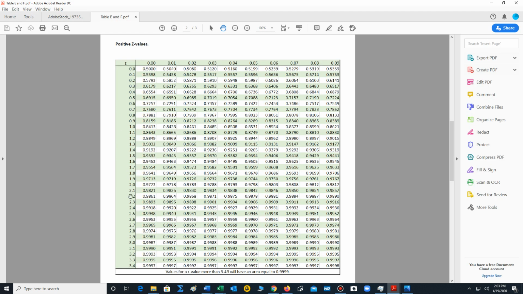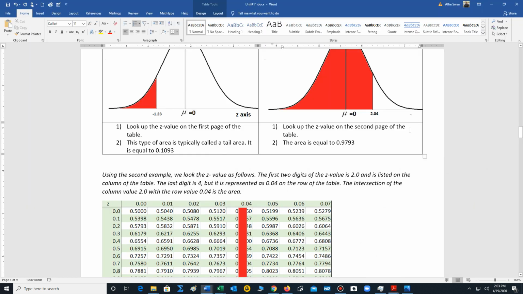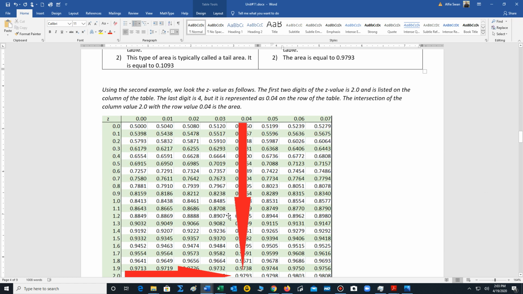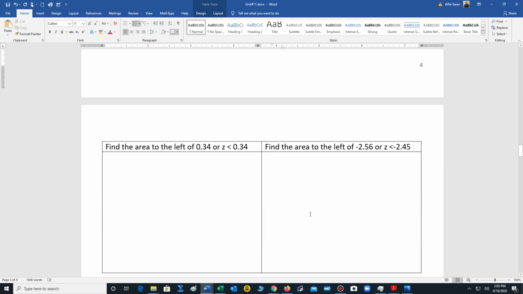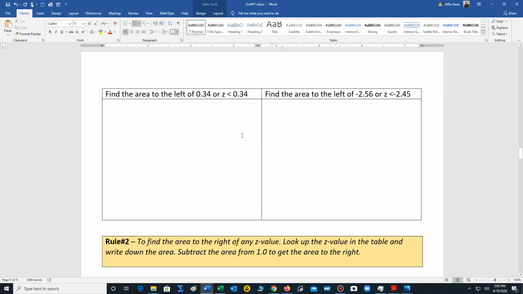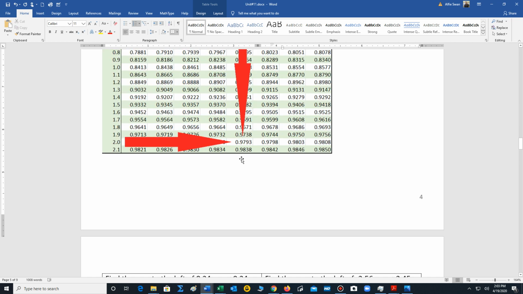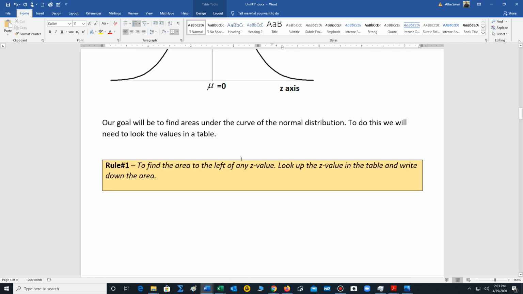So once again, we focus on the first column. 2.0 is right here, and then we go to 4. So you go across all the way until you're under 4. That's going to be 0.9793, and that's how we get that answer there. Then I have another example for people to follow here. So remember, just to recap, to find the area to the left of any z-value, just look up that value in the table and write the area down.